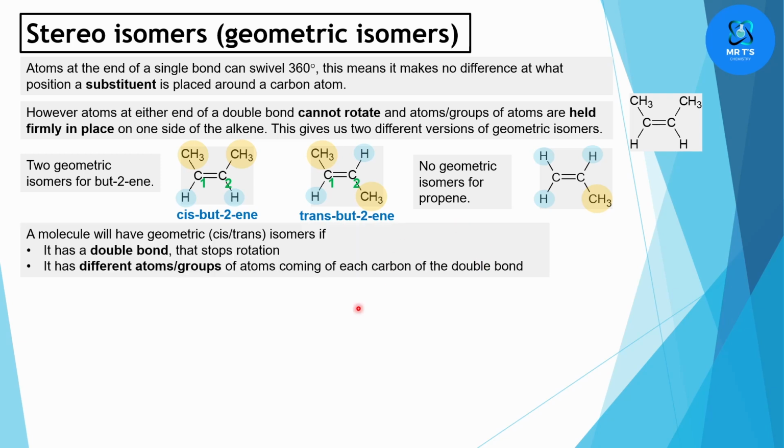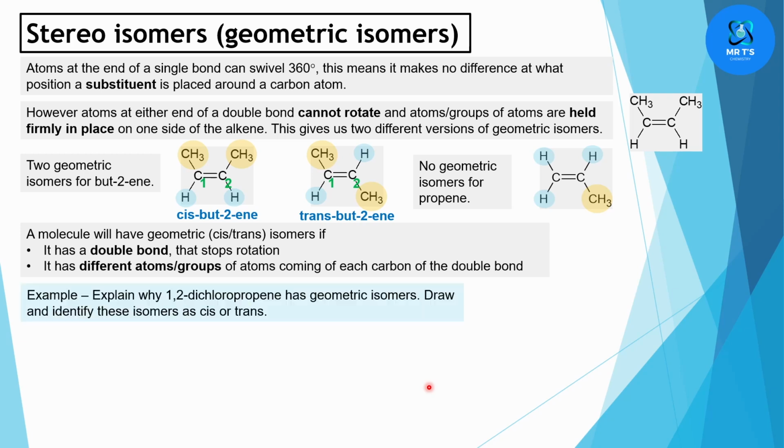So there must be 2 requirements for a geometric isomer. The first requirement is there must be a double bond, because it stops the molecule from rotating and holds the groups and atoms firmly in place. And it must have different atoms or groups coming off each carbon of the double bond. If you meet those 2 requirements, you will have both a cis version and a trans version. They are geometric isomers or stereoisomers.